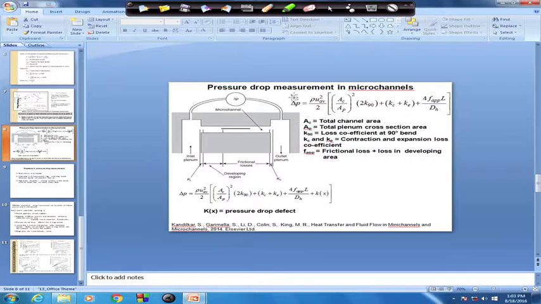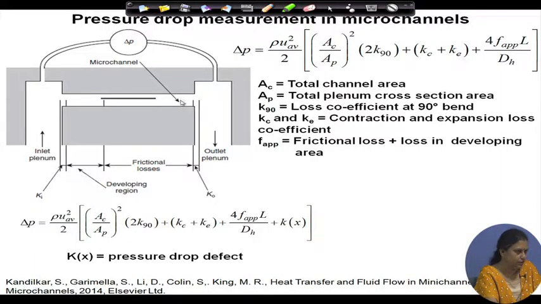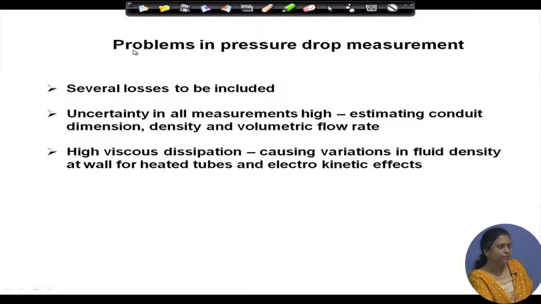So, naturally the pressure drop includes the entry and exit losses. It includes the expansion and contraction losses, and there is also a loss due to 90-degree bends. So, all of these are included in the measurement that we get, and eliminating these losses from the measured pressure drop is definitely quite a challenge. So, therefore, the first thing, as I have told you, is that several losses have to be included.